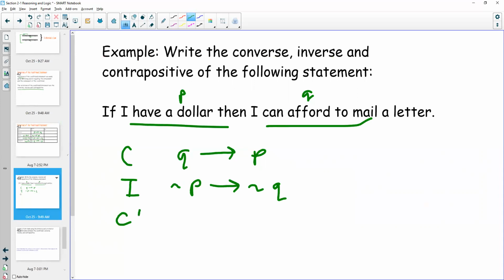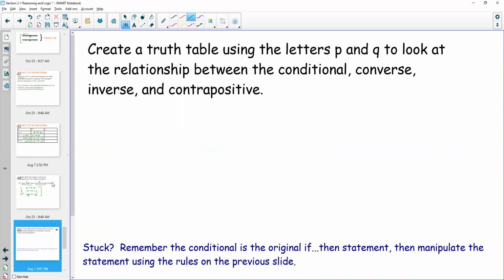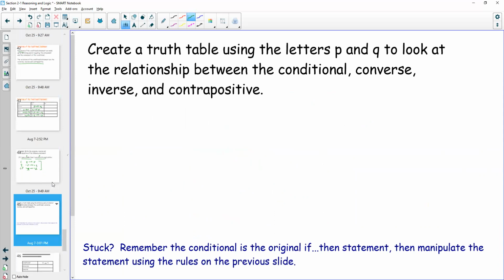And then the contrapositive is not and reversed. Oops, not Q, then not P. So if I can't afford to mail a letter, then I don't have $1. Okay, do you see how these work? Try them out. You'll have some to try in the homework as well. So we can create a truth table for this. We're actually at this point going to move on.